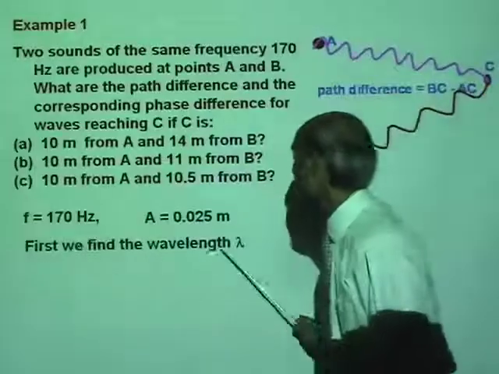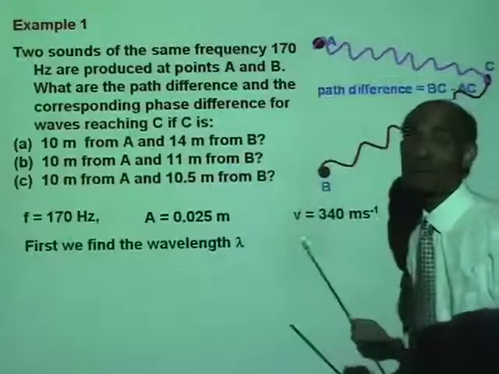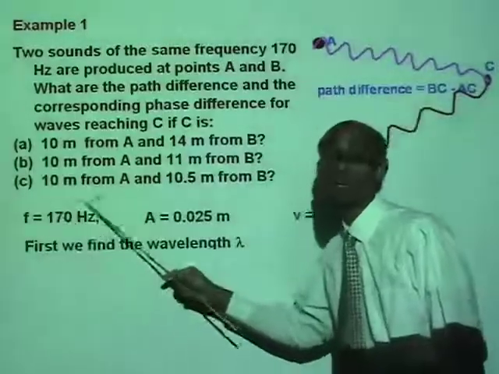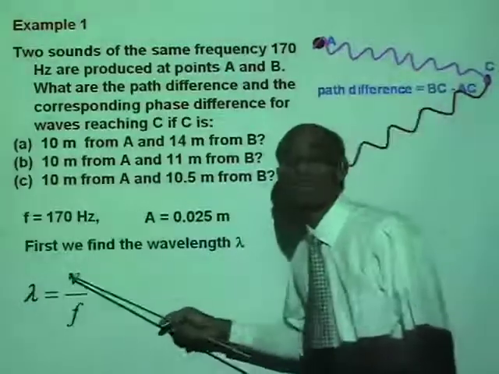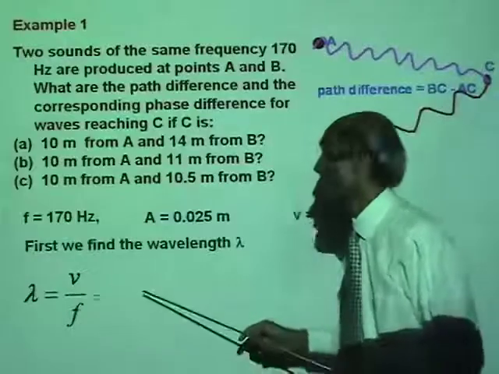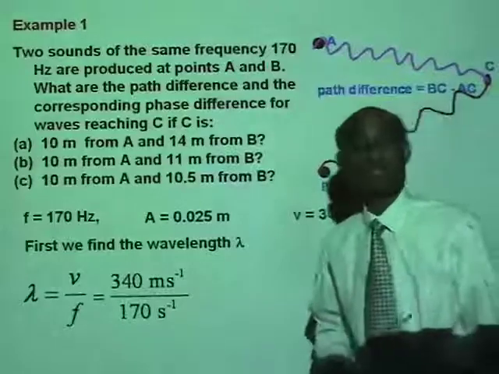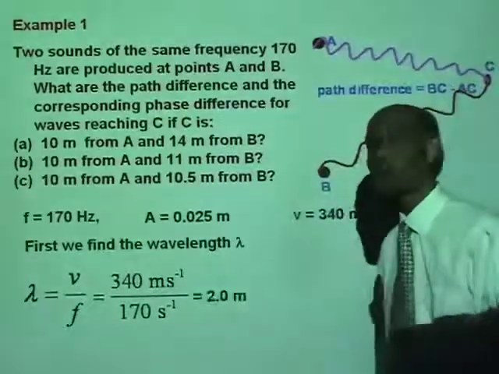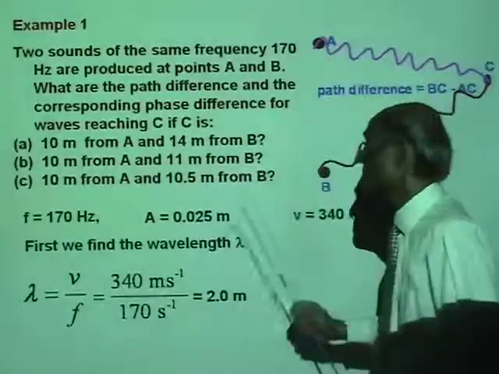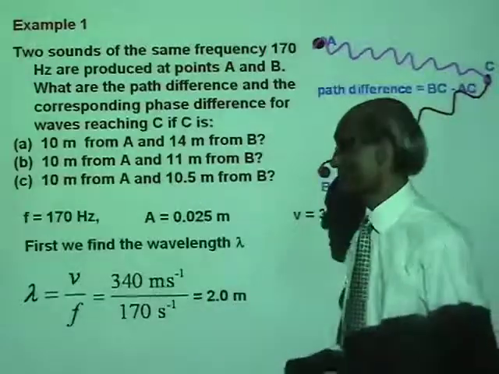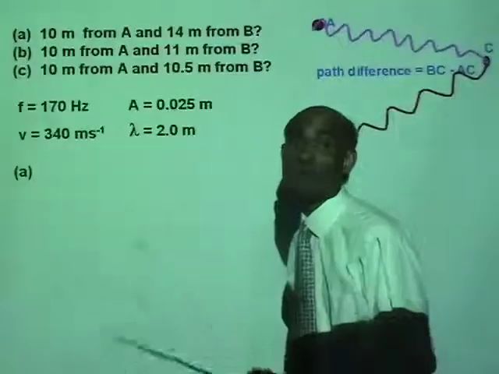Alright, first we find the wavelength lambda of the waves that are produced. Now, how do you find the wavelength? You know the frequency, you know the wave speed. Therefore, wavelength lambda equals V over F. That will be 340 meters per second divided by 170 per second. That is 2 meters. The wavelength of the waves starting from A and B is 2 meters.